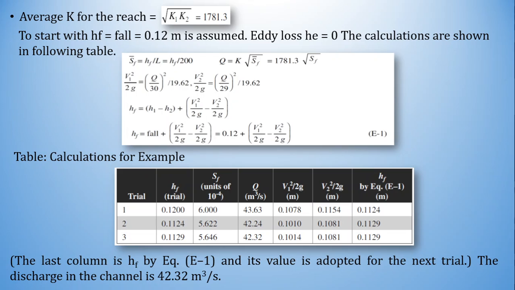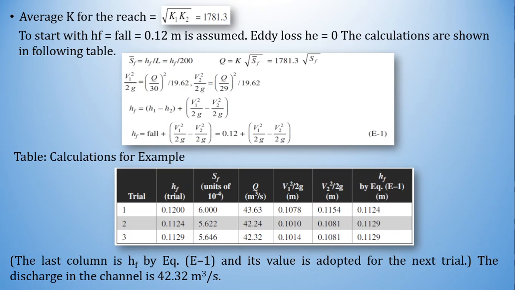So let us see how the calculations are done. Here SF is equal to HF upon L, which is further equal to HF upon 200. Q is equal to K under root of SF, which is 1781.3 under root of SF. V1 square upon 2G is equal to Q upon 30 whole bracket square divided by 19.62. V2 square upon 2G is equal to Q upon 29 whole bracket square divided by 19.62.